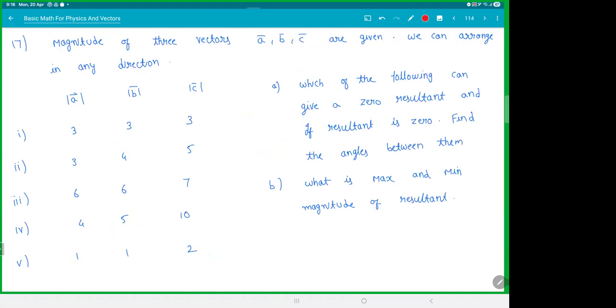How to do the third one? 6, 6, 7. That's not any standard angle. But can it form a triangle? Yeah, 6 plus 6 greater than 7, 6 plus 7 greater than 6. Yeah, that works. It's an isosceles triangle, that much I know. How do you get the angle? You won't get any standard angle. We have to use cosine rule.